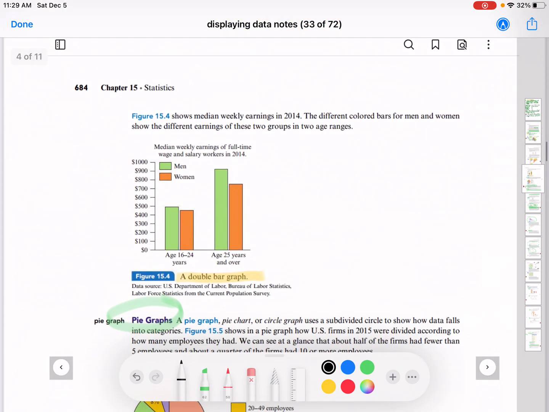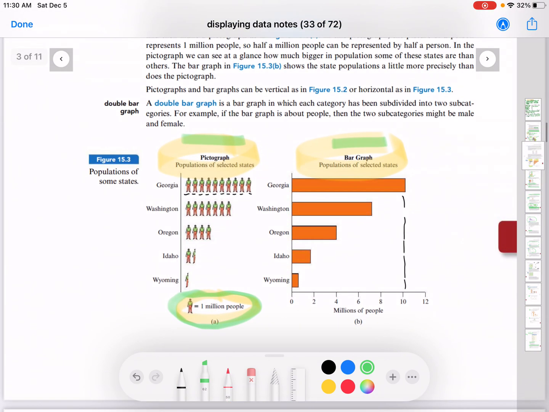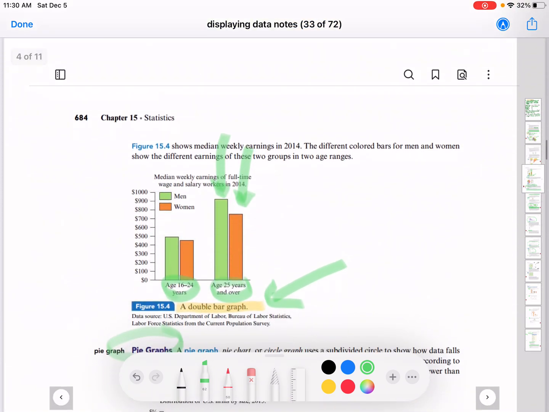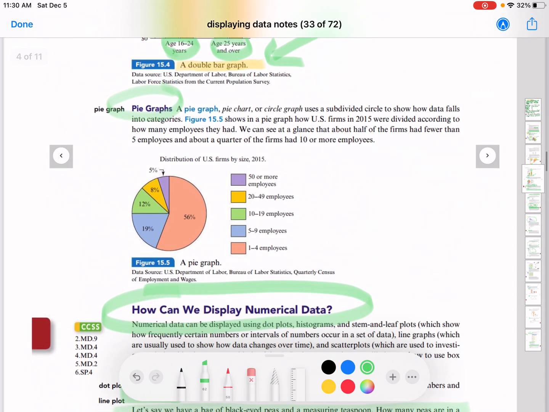Bar graphs can also be split into what they call a double bar graph, where you take a category and then you split it into subcategories. And so they have categories of age, 16 to 24 or over 25. But then within that, they have then split this data up by men and women. And so it could be the same thing over here where you've got population. You could then split that population further into different age groups or different religions or different genders. You can sub-split every bar into more bars, and you could have double bar graphs or triple bar graphs.